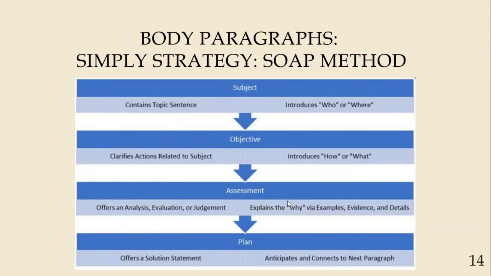So your subject, you think of that as your X, Y, or Z. Introduce that subtopic that relates to your thesis. Your objective, right? So you clarify the action related to your subject. You can think of that as your how or your what. And your assessment. So unlike the world of EMS and fire, we're not doctors, so we can't provide a diagnosis on scene. We can't pronounce someone dead. So here's kind of a sharp turn from that. In the world of academic writing, after you research your topic and you essentially become a little bit of an expert on your topic even, you have the freedom to offer an analysis, an evaluation, a judgment.